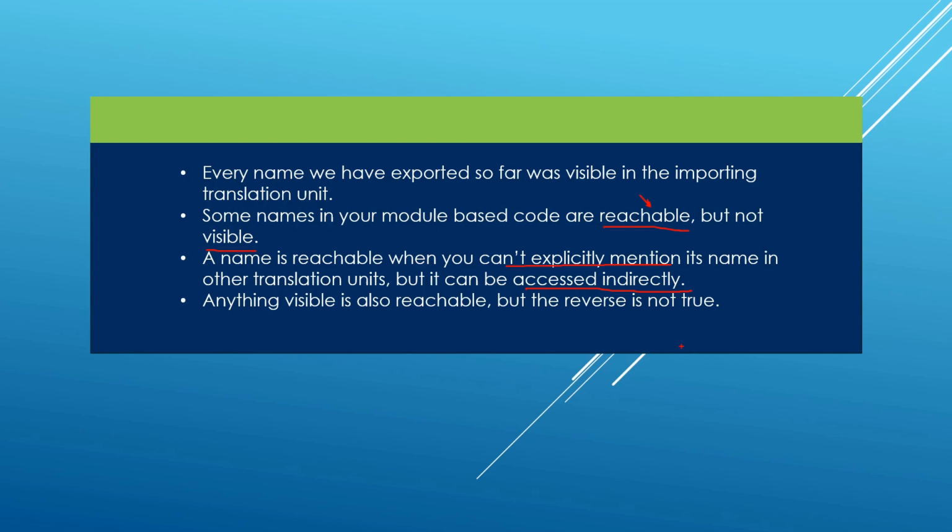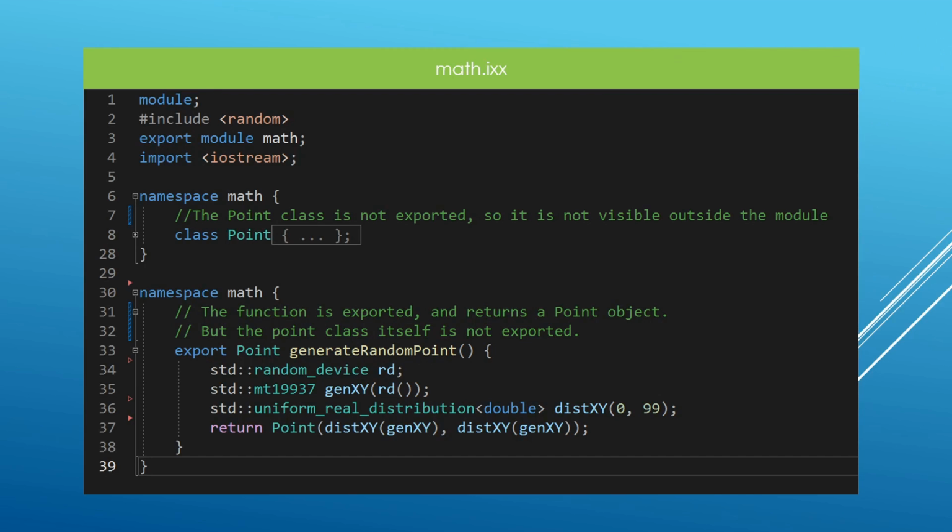I know these things may be confusing, but let's look at an example, and all this is going to become very clear. Here we have a module, math.ixx. The name is math, as you can see here, and we are implementing our things inside namespaces because we already know how to do that. We have a class Point living in a namespace, and you see Point is not exported. If it were exported, we would be able to use it in other translation units that import our math module. That's something you already know.